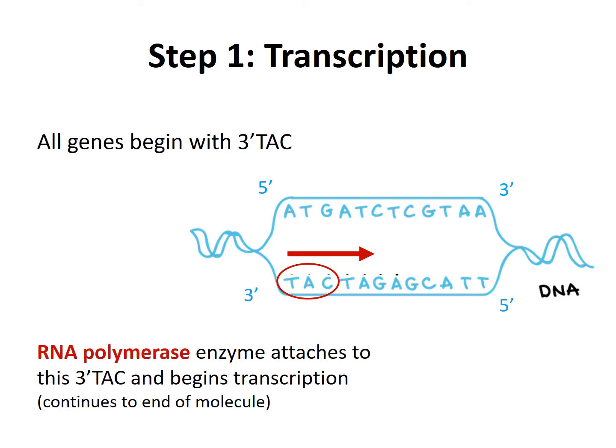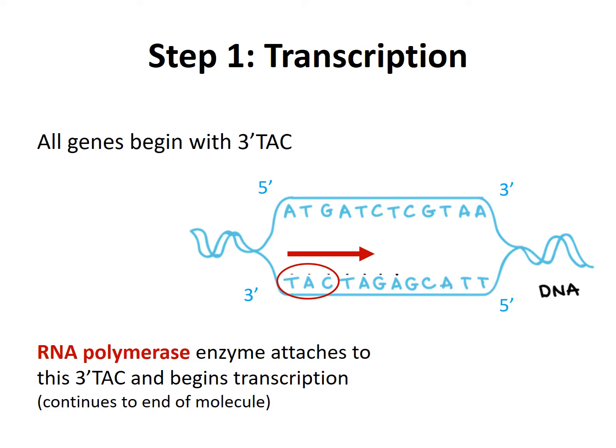An enzyme called RNA polymerase that exists in the nucleus attaches here at the 3' TAC. So this is where all transcription begins. At any 3' TAC on the DNA, that could be the start of a gene. The RNA polymerase lays down RNA nucleotides complementary to the template strand of DNA. So when I see a TAC on the DNA, the RNA polymerase is going to lay down a 5'.